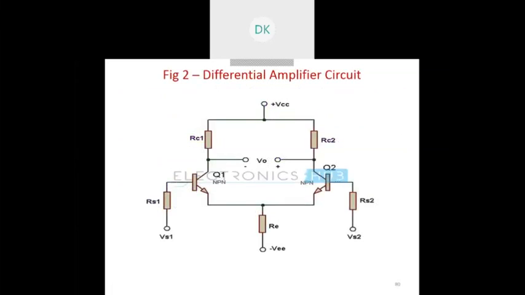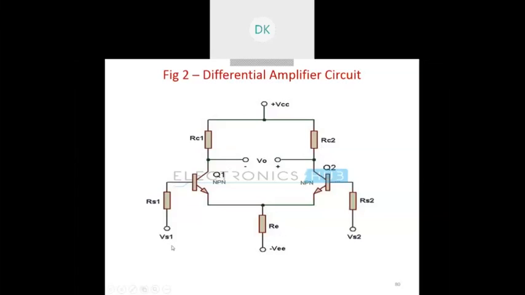Look at figure number 2. Differential amplifier circuit diagram. Two transistors are there, Q1 and Q2. Two base resistors are there, RS1 and RS2. Two collector resistors are there, RC1 and RC2. One common emitter resistor RE is available.